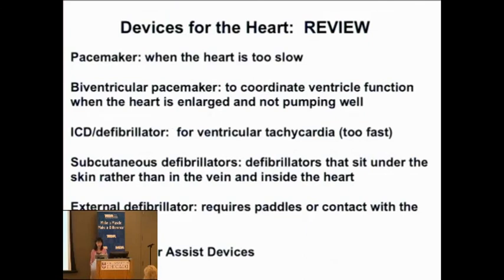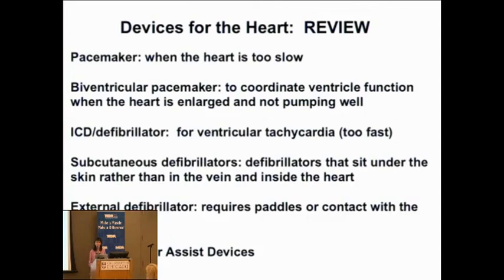So devices for the heart: a pacemaker is what you get when your heart's going too slow. The pacemaker helps it go faster. A biventricular pacemaker is a special device that helps the heart pump a little bit stronger by coordinating the left and the right ventricle. A defibrillator, that's for when the heart goes too fast. It can deliver a shock and reset it into a normal rhythm. There are now devices called subcutaneous defibrillators that just go under the skin, and so those are newer, and there's now, I think, one that has FDA approval.